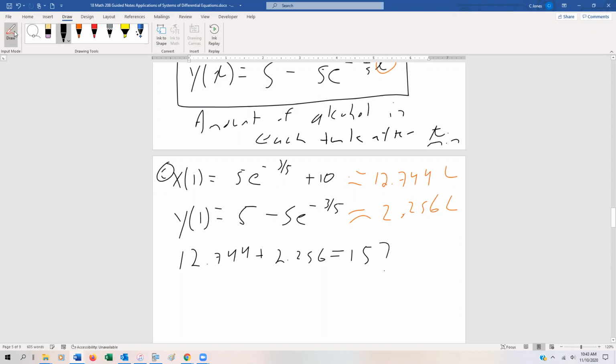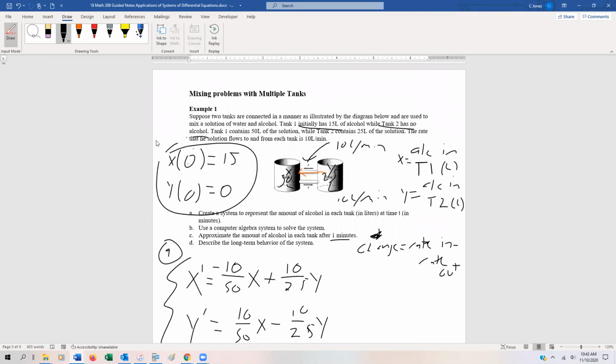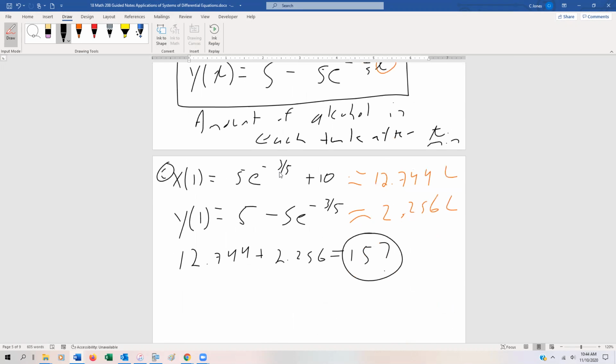Now, does that make any sense? Well, remember, if we go all the way back up, the initial amount in the two tanks was 15. And we're just assuming conservation, that we're not losing any of the alcohol due to evaporation or any leaks in the tank or anything of that nature. And so our answer does make sense. All right, so these are indeed the amounts in each tank after time t.